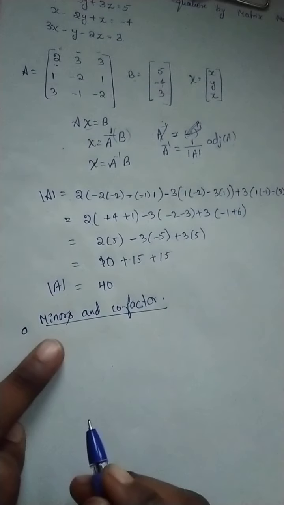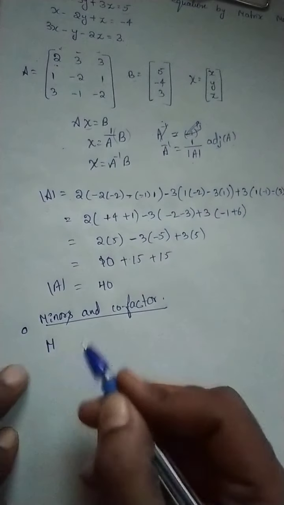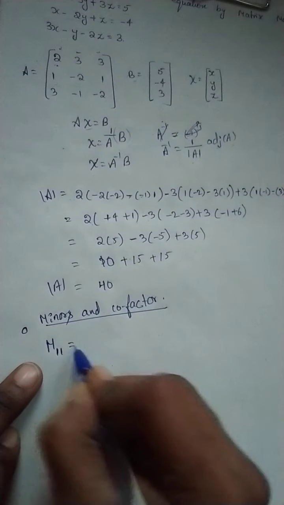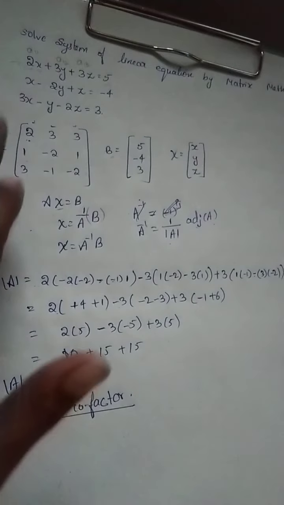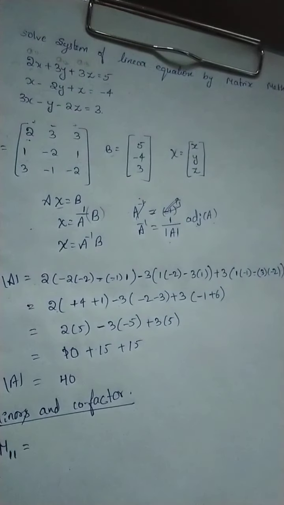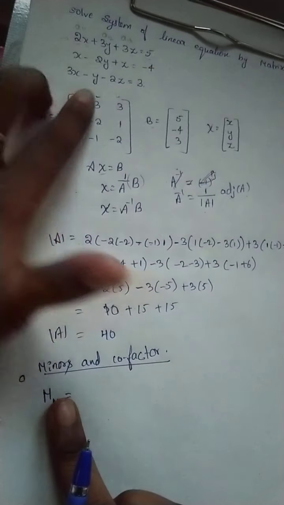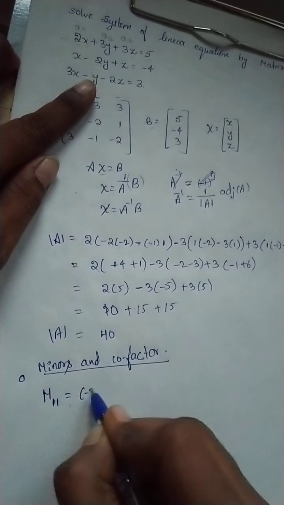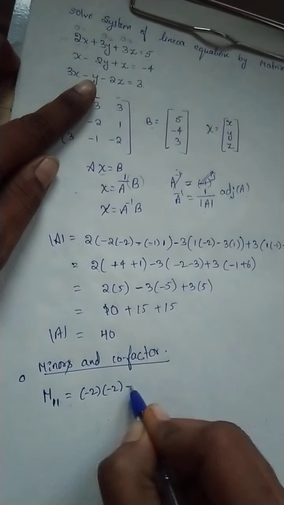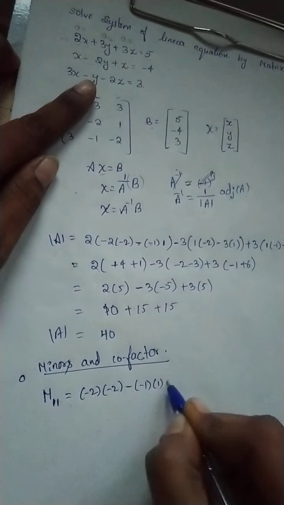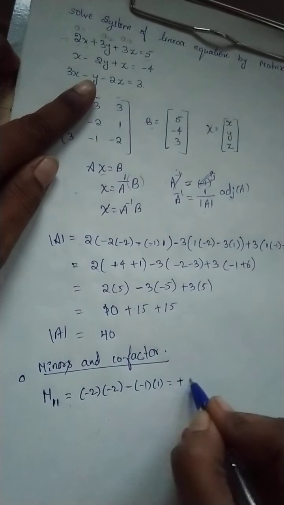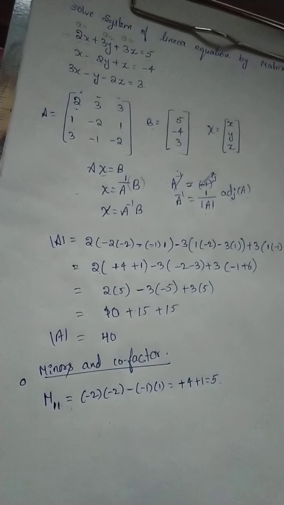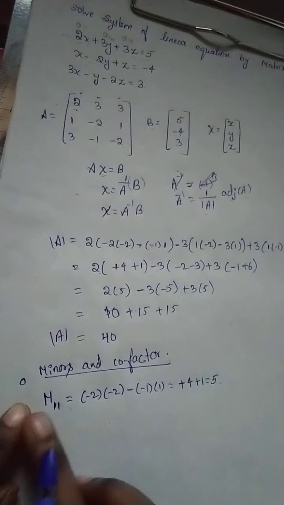Okay. So minus, I have to calculate it for every element. M11 can be calculated by eliminating the first row and first column. So minus 2 into minus 2 how much? Minus 2 into minus 2, minus of minus 1 into 1. So our value is plus 4 plus 1, 5. Okay, so like this only I have to calculate for each and every element.